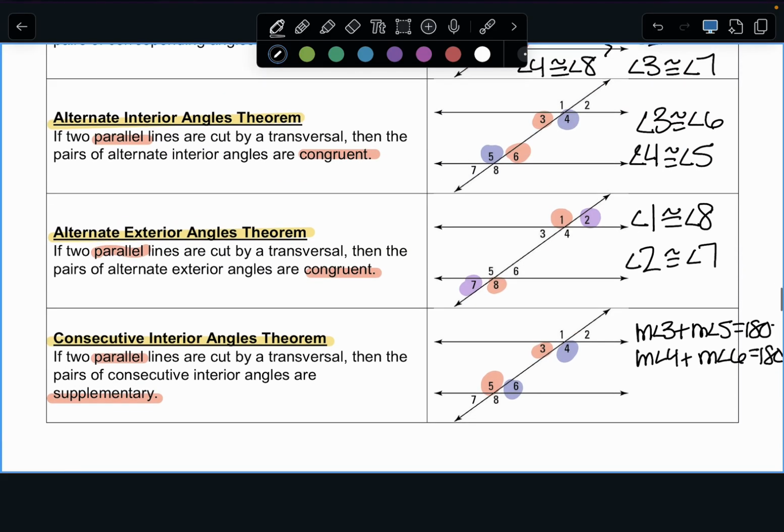Okay. But again, the only weird one, and like put a star next to it, do whatever. The only weird one is the consecutive. That's the only one that's supplementary. Or the only like nice, pretty relationship that's supplementary. The rest are congruent. Okay?